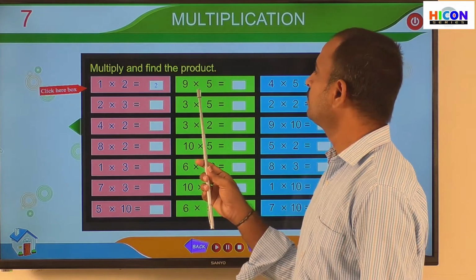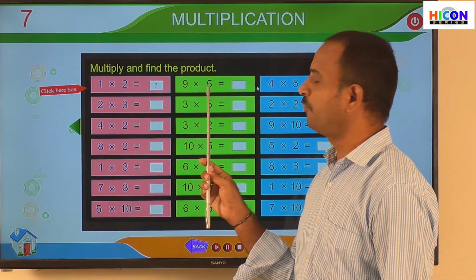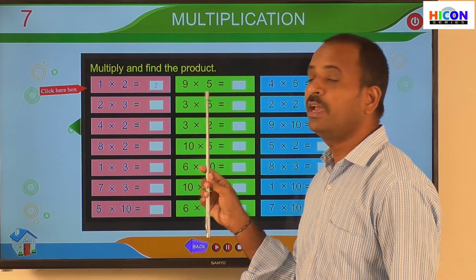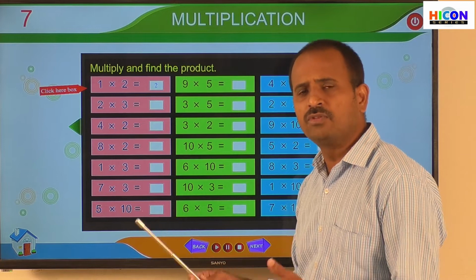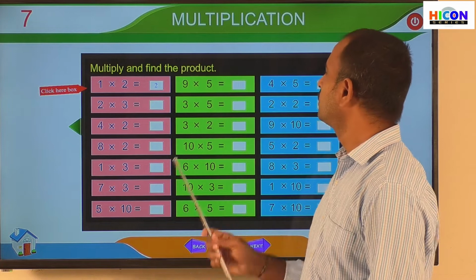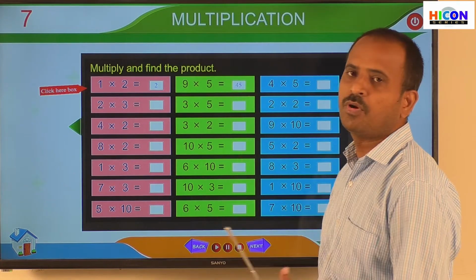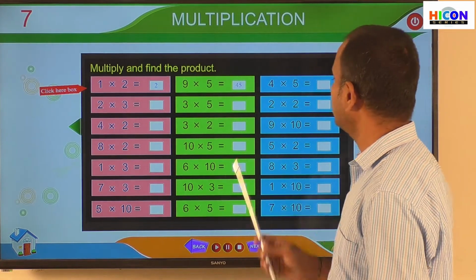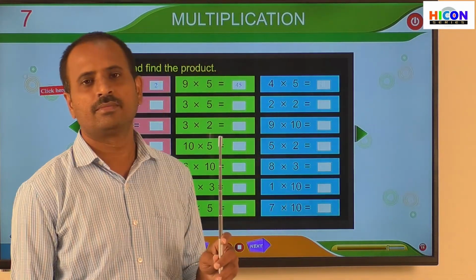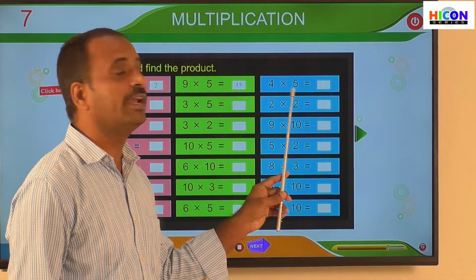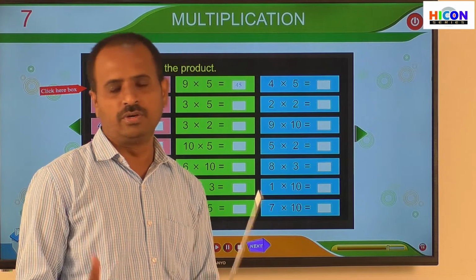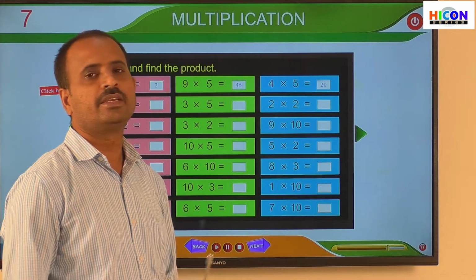And see the second one. So 9 into 5 is equal to, that means 9 5s are. Children, 9 5s are how much? 9 5s are 45. So write 45 in this box. And see the third one. That is 4 into 5, that is 4 5s are. Children, 4 5s are how much? 4 5s are 20. So write 20 in that box.